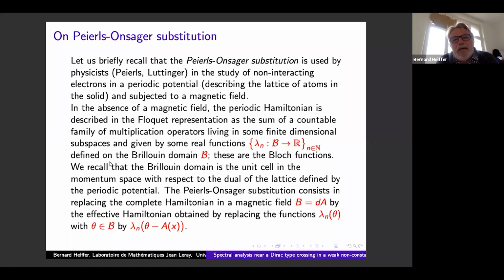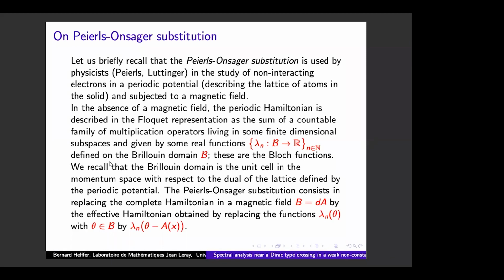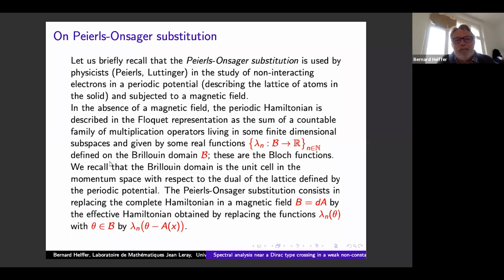So the Peierls-Onsager substitution is used by physicists to study non-interacting electrons submitted to a periodic potential. So this describes the lattice of atoms in the solid, and then you put an exterior magnetic field. In the case where you have no magnetic field, you have the so-called periodic Hamiltonian, and there is a usual way to analyze the spectrum, which is called the Floquet representation, or Bloch-Floquet representation, depending on the different physical schools.